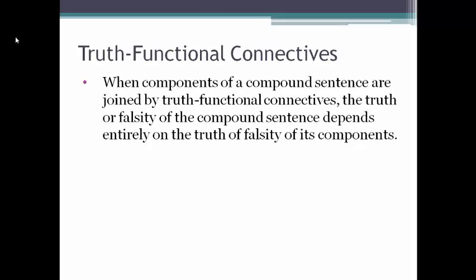When components of a compound sentence are joined by truth functional connectives, the truth or falsity of the compound sentence depends entirely on the truth or falsity of its components. That's where the truth functional portion of the name comes from, because the truth values of the sentence are a function of the simple sentences and the connectives.